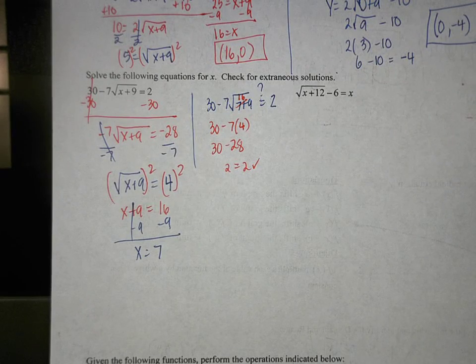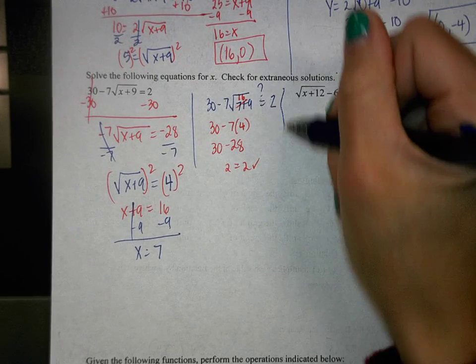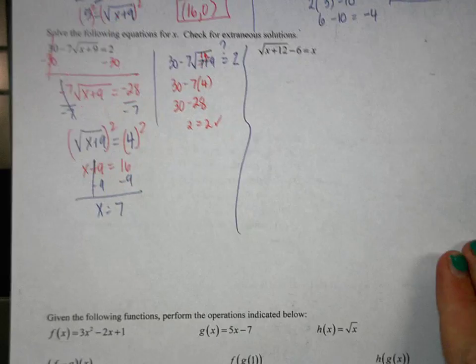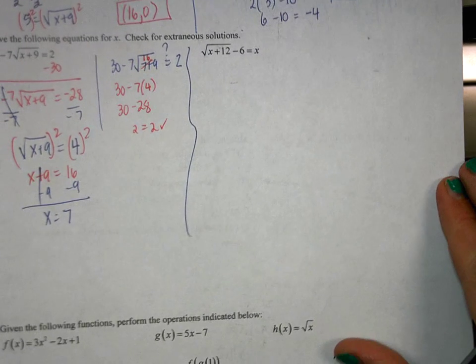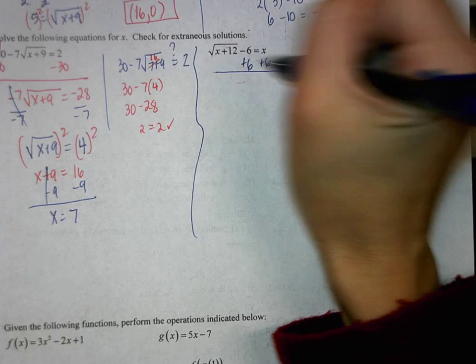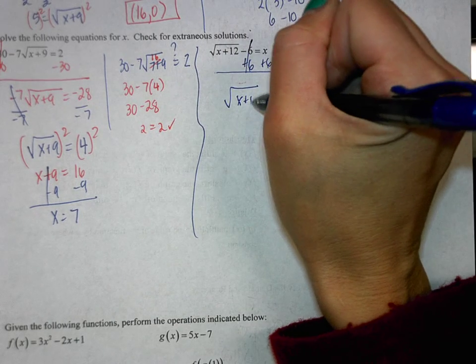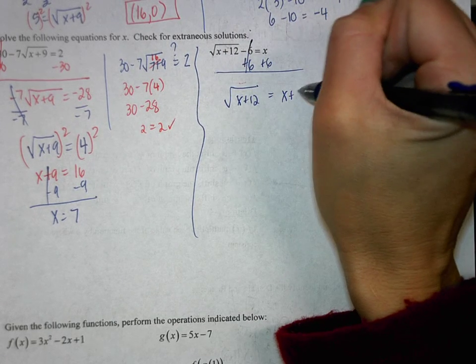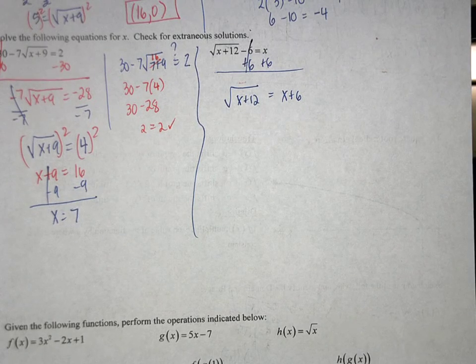Okay, let's go over here to this other one. What am I going to do? Add 6. Good. Add 6 to both sides. Okay, the root is now by itself, and so I have x plus 6 here. Now what am I going to do?